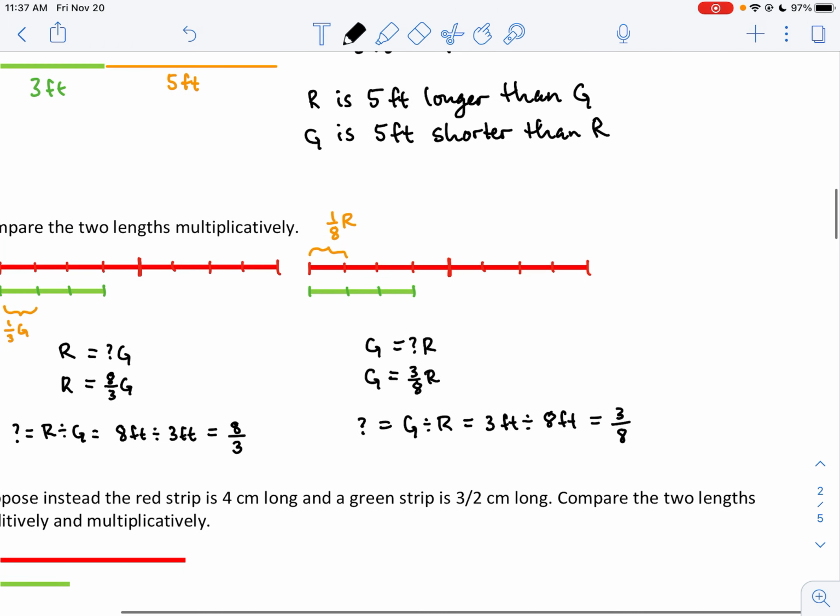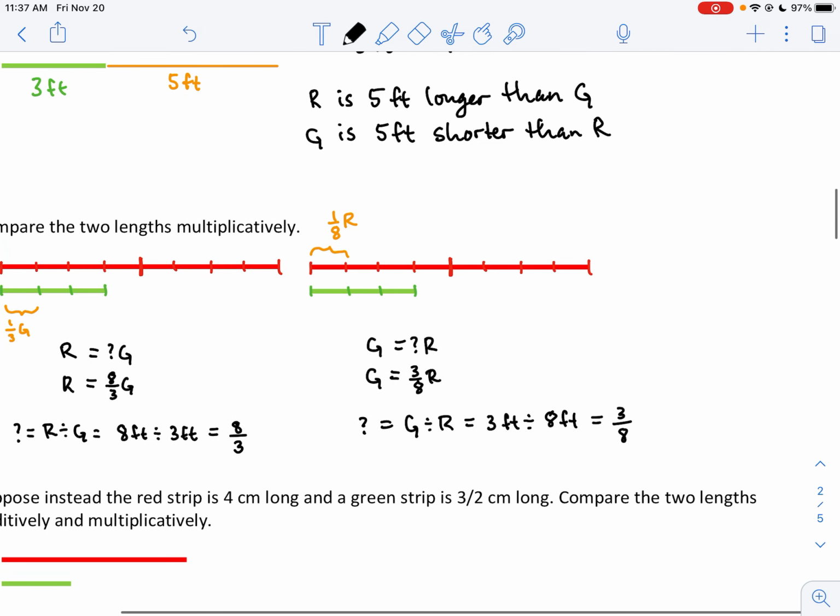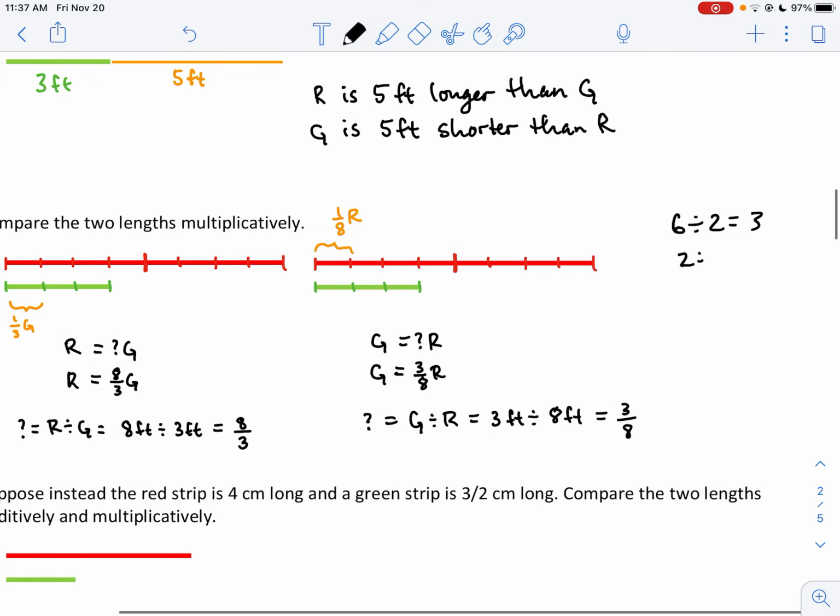Right? This makes sense with other numbers that don't produce fractions. For example, if I say compare 6 feet to 2 feet, you would say, okay, well, if I do 6 divided by 2, I get 3. That tells me that 6 is 3 times as long as 2. But if I do the other division, I get 1/3, which just tells me that 2 is 1/3 of 6. It's 1/3 as long as 6.